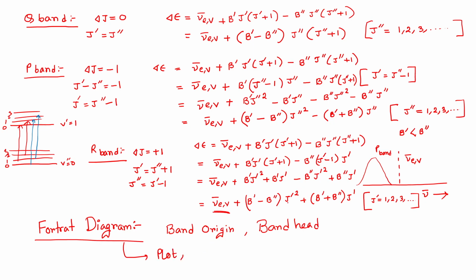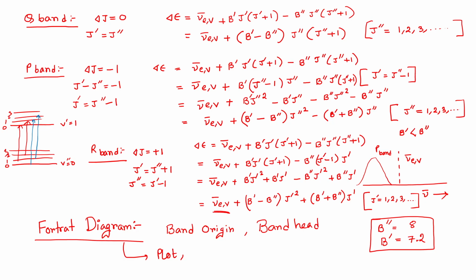So for this particular expression, we are going to take the rotational constant B double dash as 8, and B dash is equal to 7.2. For this particular experiment, J dash I showed you can be 1, 2, 3, and J double dash can also be 1, 2, 3.